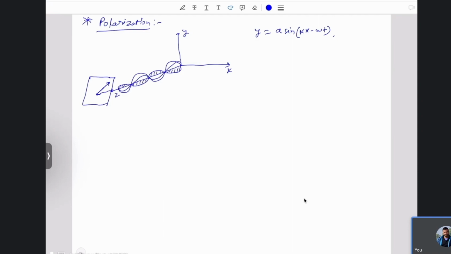And when viewed from here, suppose this is your y and this is your x, the vector of this resultant polarized wave will look like this. So it's a linear polarization. An example: you can write the x wave with the same amplitude and no phase difference. Okay, so this should be z.